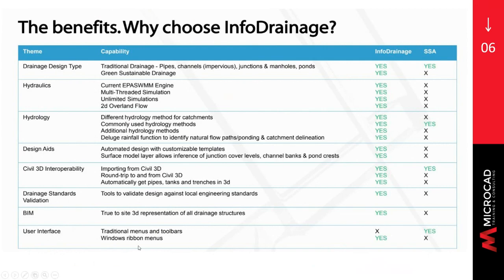Then they talk about the user interface, traditional menus and toolbars. In other words, the old style menus and toolbars are in SSA. New modern ribbon menus, like we use in AutoCAD, are what you'll find in InfoDrainage.